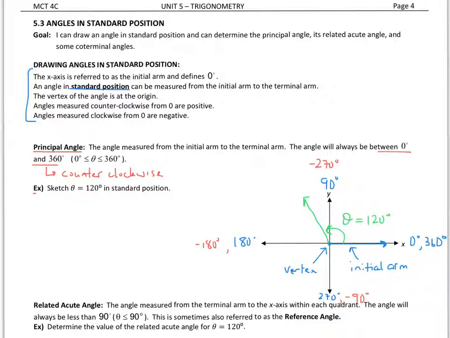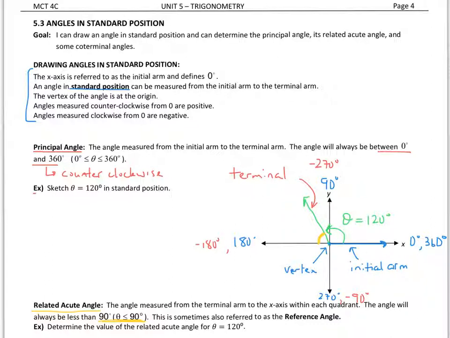All right, there are these things called related acute angles. The related acute angle is the angle measured from the terminal arm to the x-axis within each quadrant. So in our diagram here, this arm that we drew in for our angle, that is called the terminal arm. The related acute angle is the angle that that terminal arm makes with the x-axis. So if I look at this little angle here, an acute angle is always between 0 and 90 degrees. So this angle that I've marked in yellow here is definitely between 0 and 90 degrees.